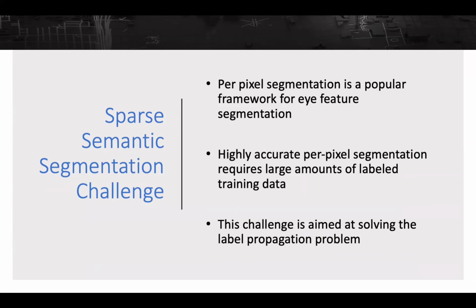Eye segmentation models require labeled annotation, a cumbersome task, which contrasts with the ease with which we can collect video sequences of eye images. The question therefore remains, how can we best leverage sparse labels available on some of the images from video sequence to generalize across all images in the sequence? This challenge is aimed at solving the label propagation problem.